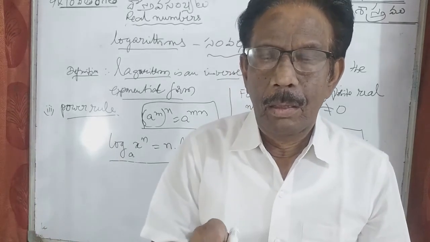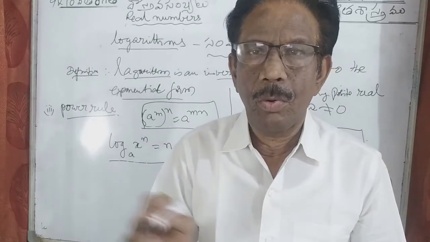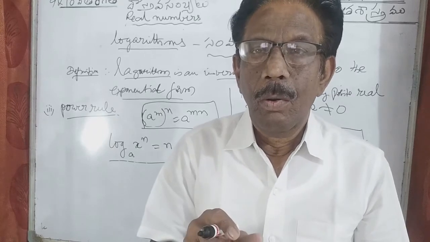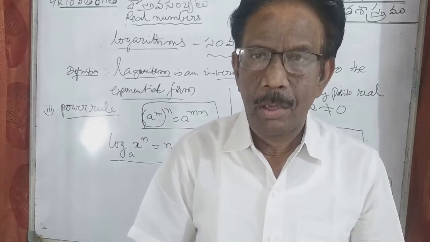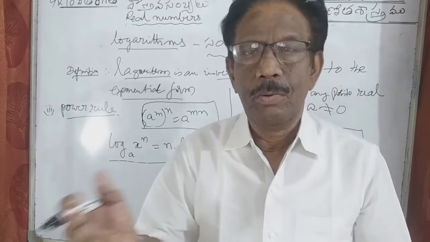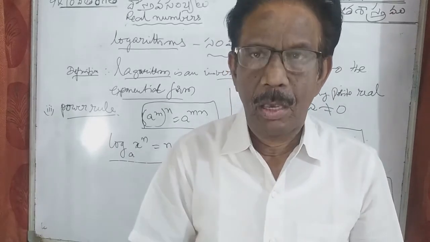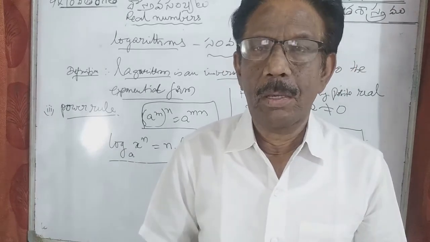For any a, x to the power of 0 is equal to 1, y to the power of 0 is equal to 1. So therefore, the logarithm of 1 to any base is 0. Because x to the power of 0 is equal to 1, the logarithm of 1 to base a is equal to 0. The logarithm of 1 to any base is equal to 0.